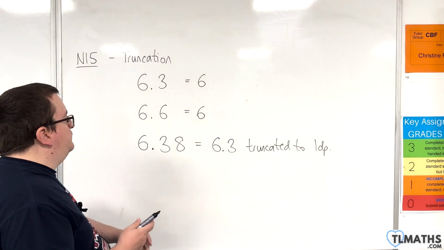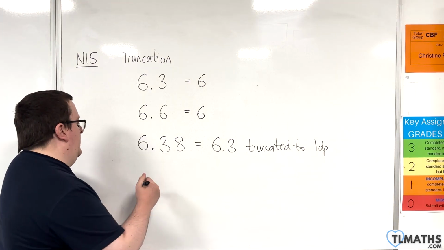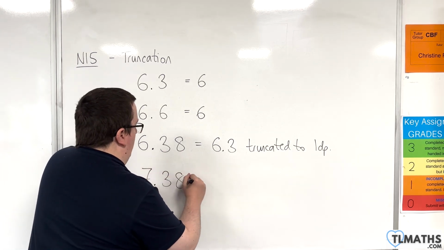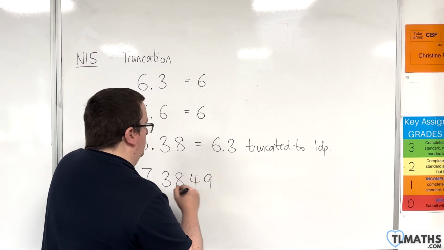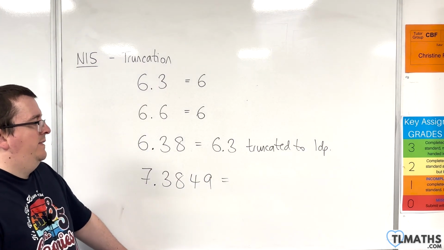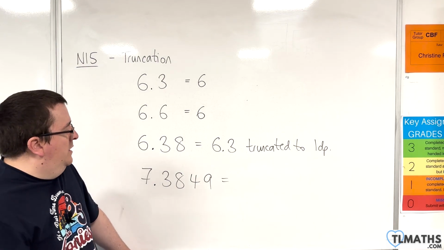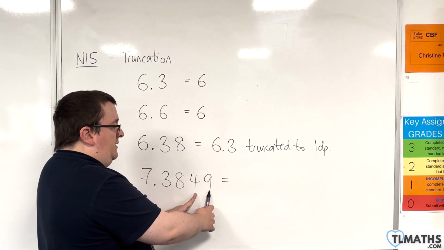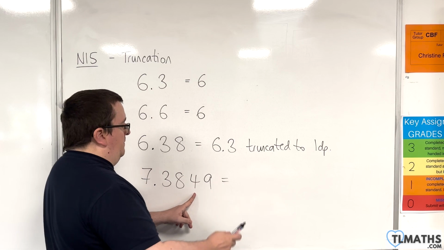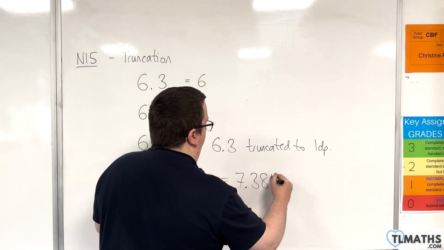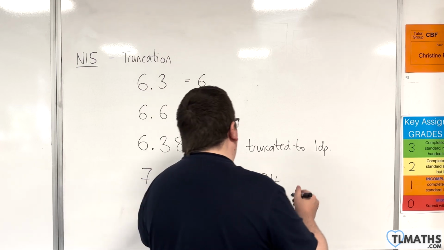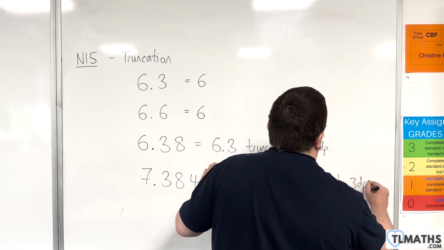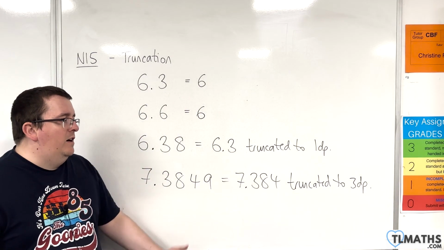Another example might be something like 7.3849, and let's say I want to truncate that to 3 decimal places. So I go to the third decimal place, and it doesn't matter whatever it is to the right, we don't even bother looking at it. This is going to be 7.384. It cuts that extra bit away, and that's truncated to 3 decimal places.